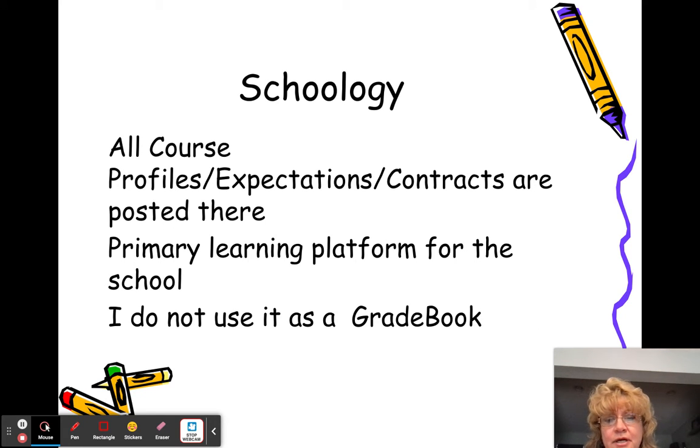So Schoology. All course profiles, expectations, and contracts are posted there. I would encourage you to go through the folder that says course information. It is the primary learning platform for the school. I do not use it as a grade book. That's important to remember, to always check PowerSchool for the official grades.